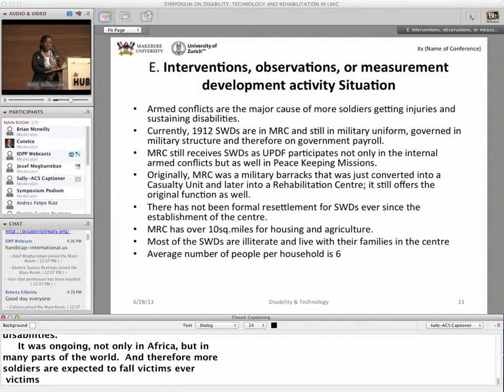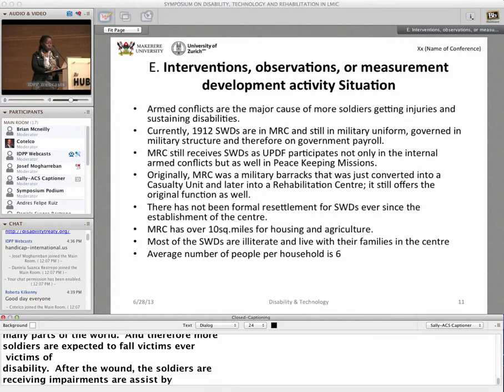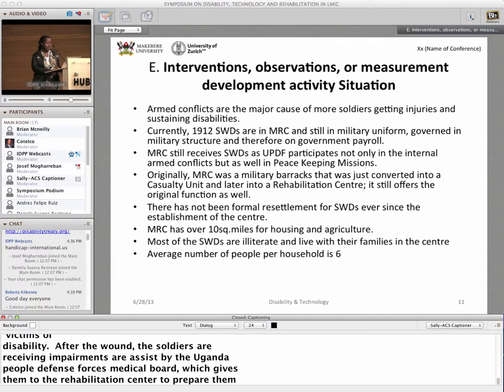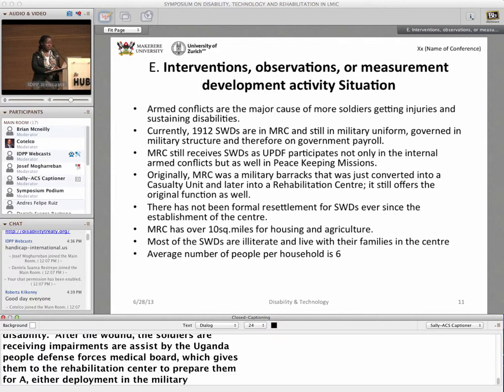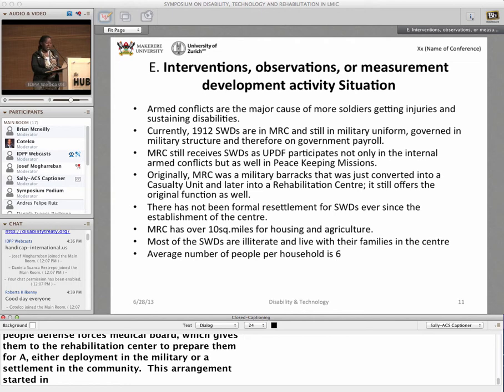After the wounds get healed, the soldiers who sustain impairments are assessed by the Uganda People's Defense Forces Medical Board, which refers them to the chieftains of Mubende Rehabilitation Centre to prepare them for either redeployment in the military or resettlement in the wider community. This arrangement started in 1987 after the current Uganda government of the National Resistance Movement took over power.